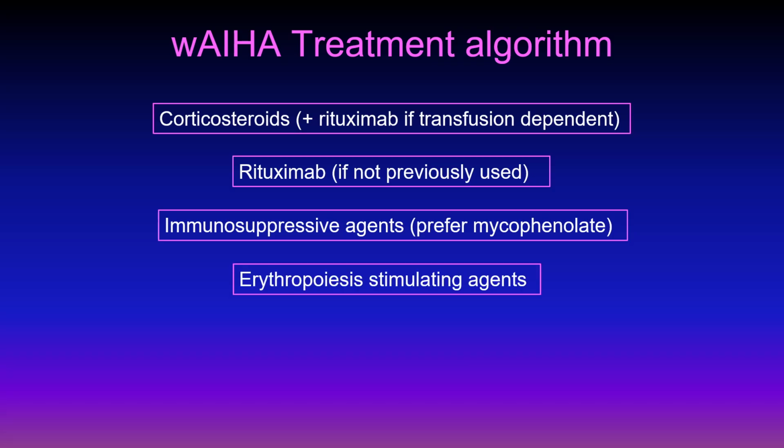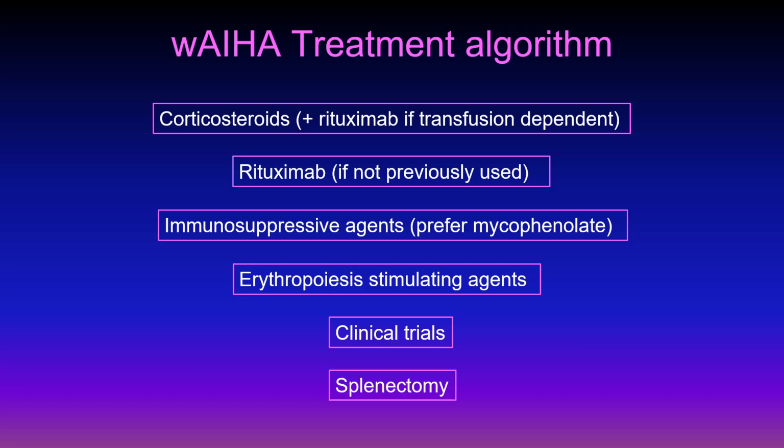We will then, if this doesn't work, add an erythropoietin agent, which is a hormone that stimulates red cell production. If you fail these, we have a whole bunch of new agents for warm antibody hemolysis, which I will have to describe in some other lecture at some other time. We do clinical trials, and we rarely do splenectomy, but splenectomy still is an option that one has to address in this disease state. Again, a topic for some other time.